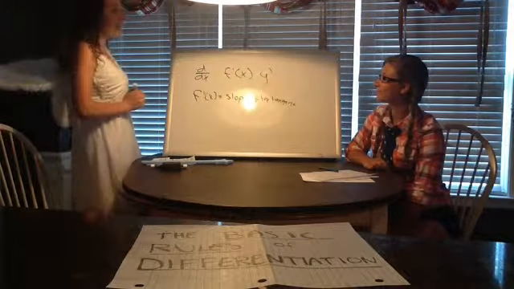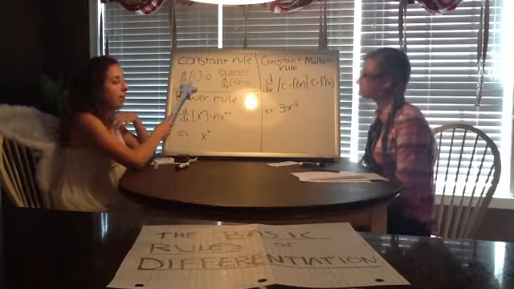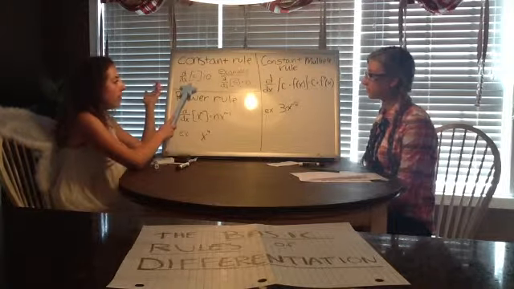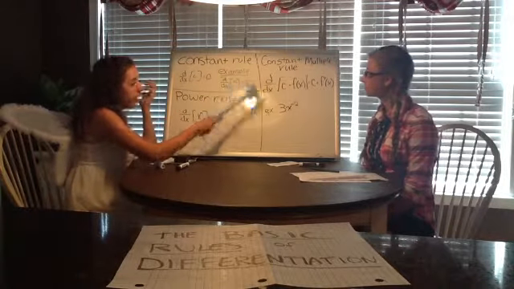Well, seems like we can look at the rules now. Let's first start with the constant rule. Whatever constant you're taking the derivative of, be it 1, 5, or 10,000, it's always going to be 0. So the derivative of 5 is 0.